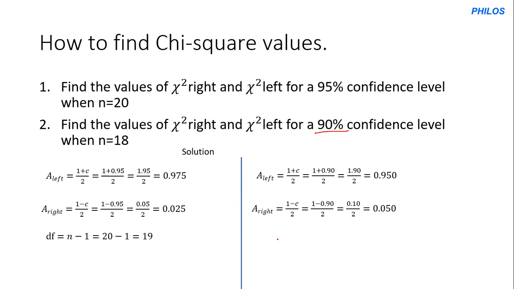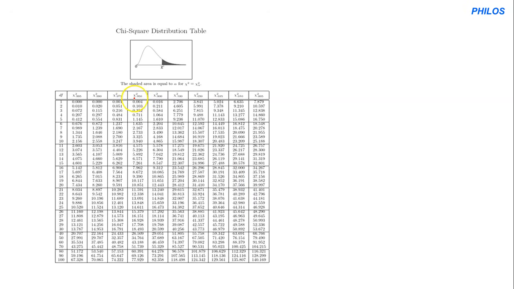Then you find the degree of freedom. So the degree of freedom should be the sample size minus 1. So the sample size is 18, then we subtract 1 from it, that's 17. So we go to the chi-square table. So we got the area to the left as 0.950, and then we got the right as 0.050. So we have it here also. So what was the degree of freedom? The degree of freedom was 17.